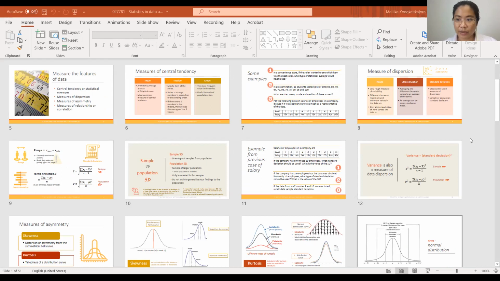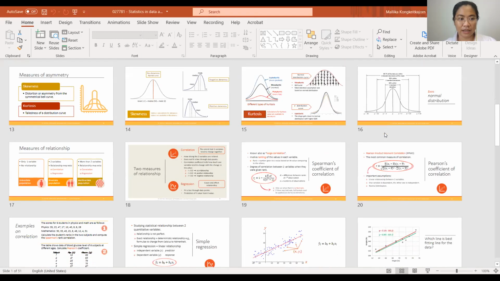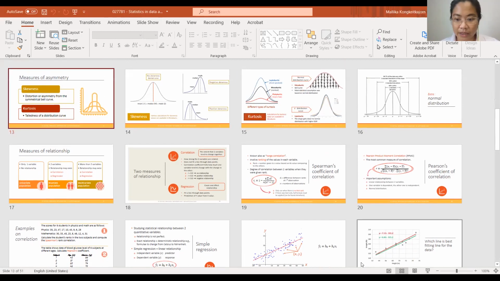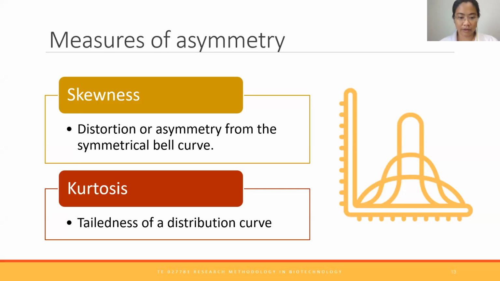In today's lecture, I will talk about the other two features of the data that are included in descriptive statistics. Following the mean and the dispersion or deviation, the third feature of the data set is the asymmetry of the data.